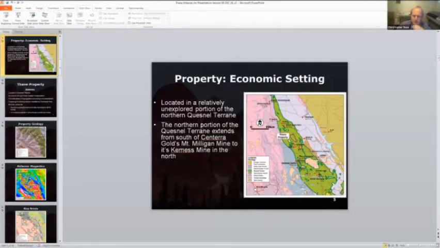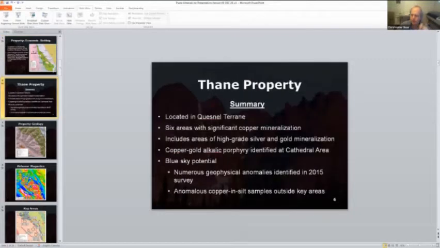What's nice about this property is its location in that we are in the Quesnel terrane. To the north, we have the Chemist. To the south, we have Mount Milligan. And so this is elephant country when it comes to porphyry copper. And that's the style of deposit that we're looking at, a porphyry copper gold.